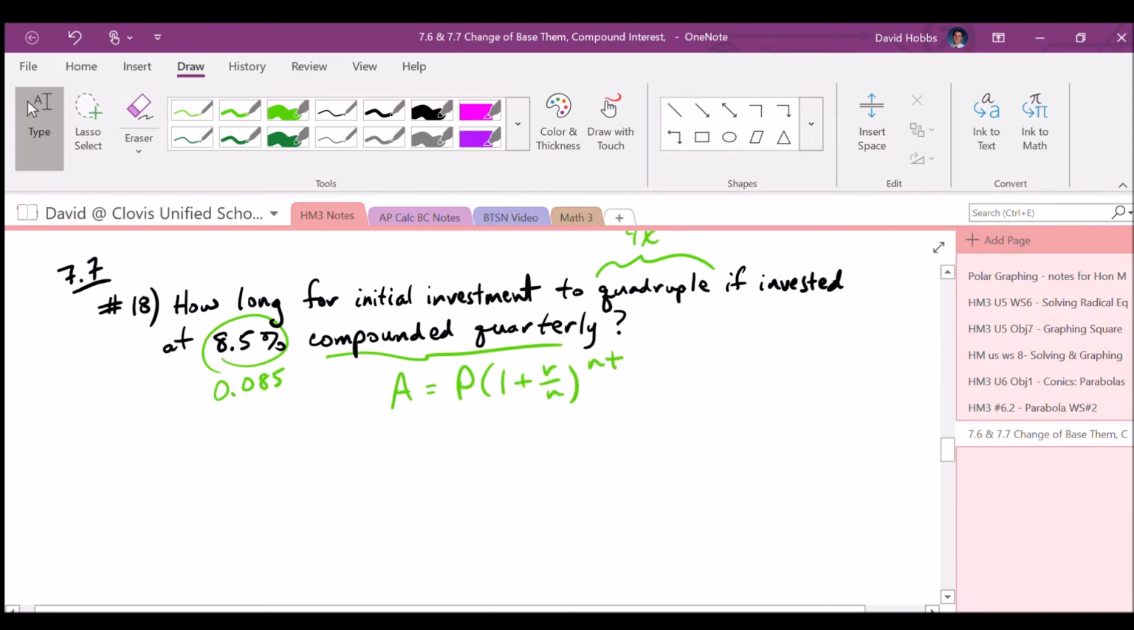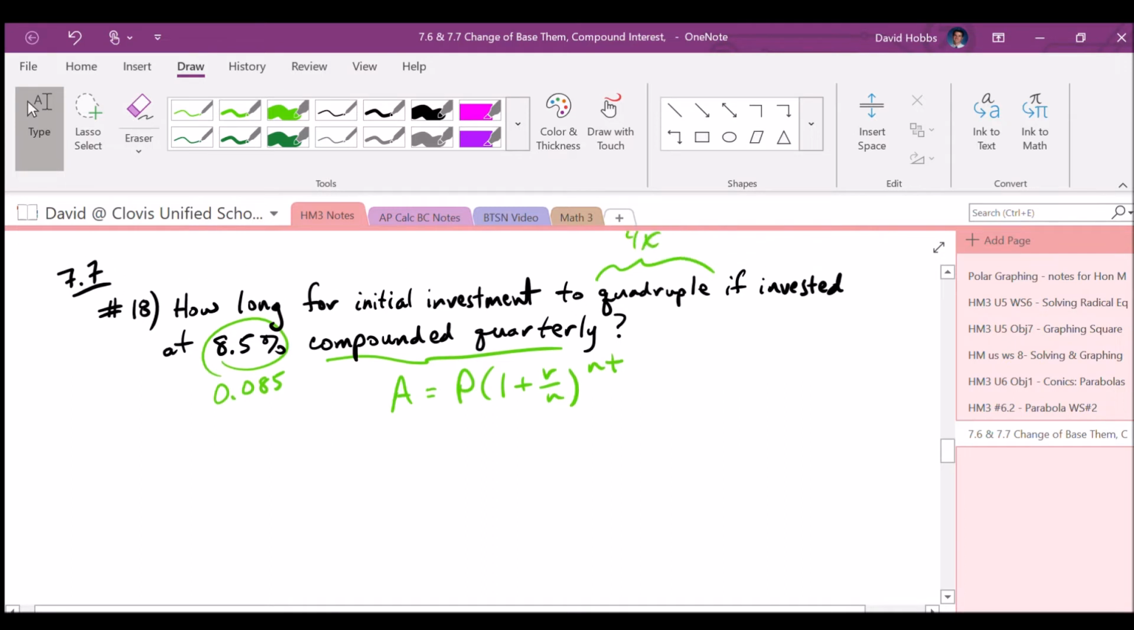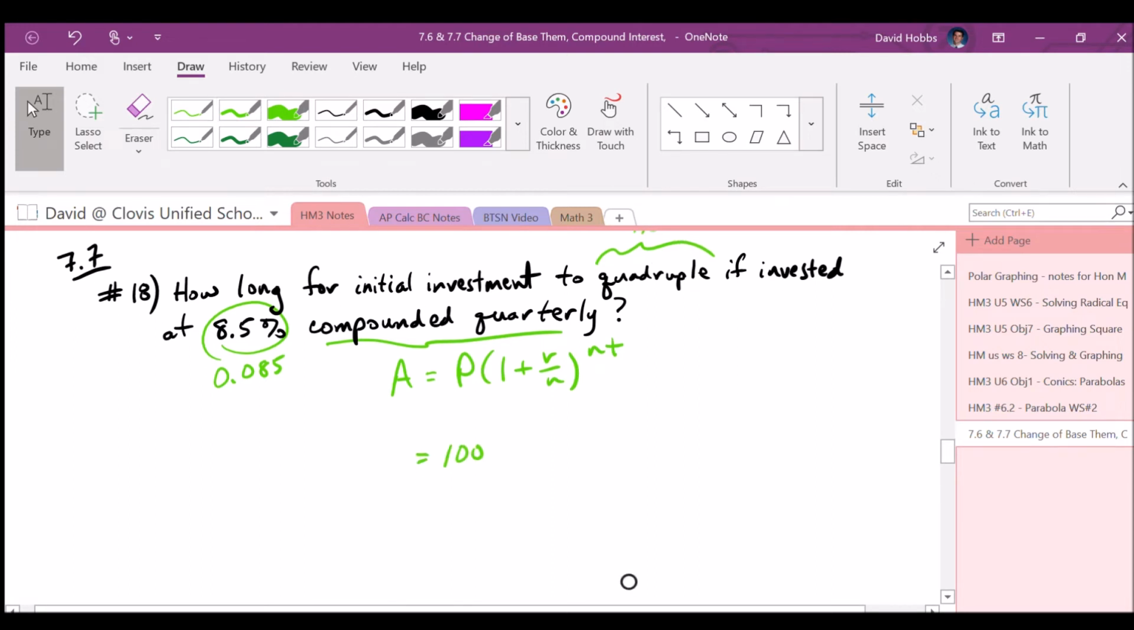Wait, it didn't tell us how much to invest. It just said we're going to quadruple. So you get to choose how much you're going to invest. I think it's good I just invest $100. It's going to quadruple in value, so that would be 4 times, so it's 400. 1 plus, there's my interest rate, 0.085 over number of compoundings, quarterly, 4 to the 4t.